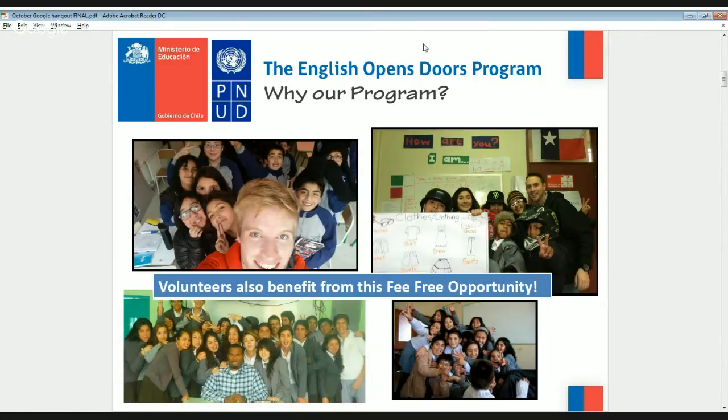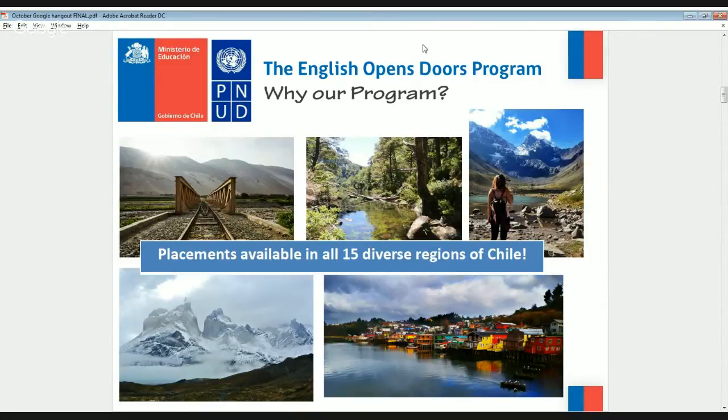And so something else that we want to mention, which makes our program unique, is that we also offer placement preferences in all 15 regions of Chile, as opposed to many programs which place their volunteers specifically in Santiago. Our placements range from the driest deserts in the world, which would be in the north of Chile, to the beautiful Patagonia region. We have plenty of rivers and mountains, lakes, volcanoes, islands, and coastline in between. Chile is both culturally and naturally diverse and rich.